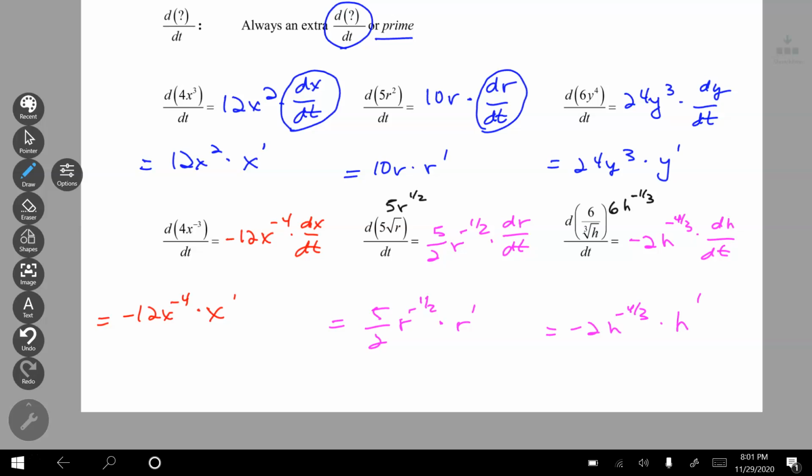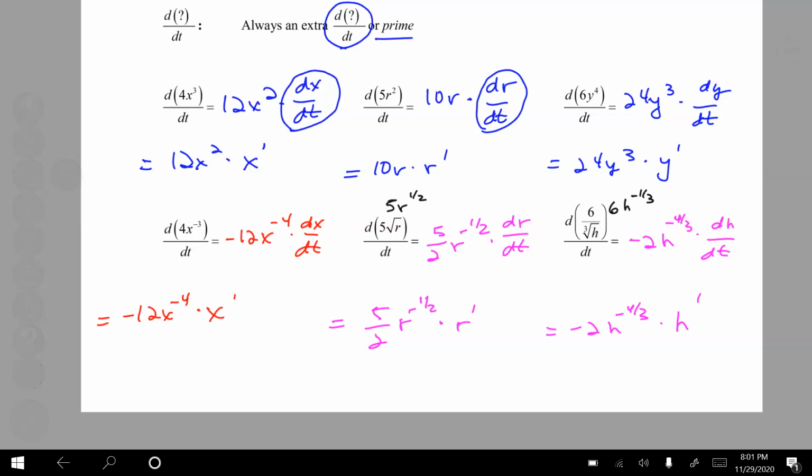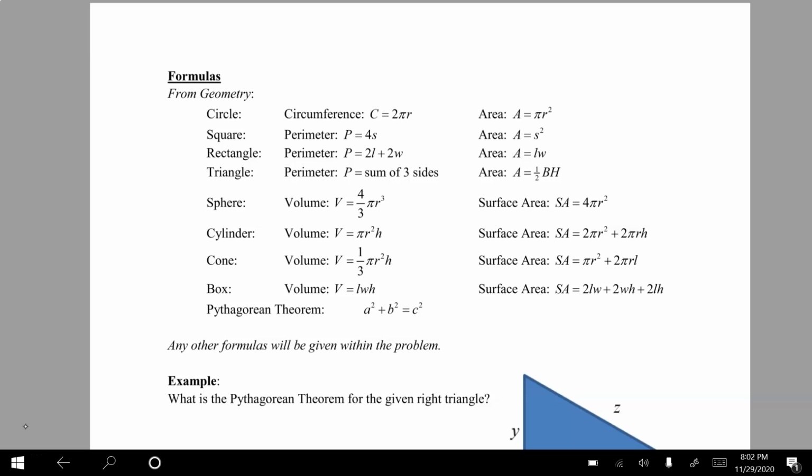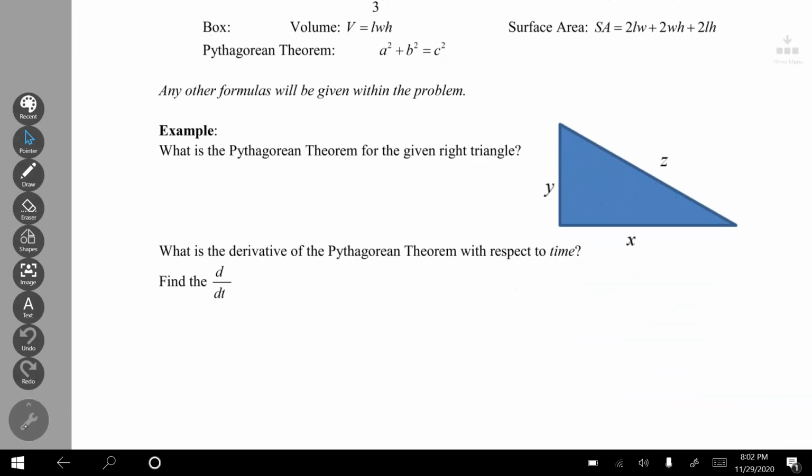So every variable, when we take its derivative, will have an extra prime added to it. We only did it for the y's before when we did implicit, but because now we're always taking the derivative with respect to time, every variable, whether it's an x, a y, an h, an r, is always having an extra x prime, y prime, dr/dt, whatever you want to call it. So we need to know our formulas from geometry class, whether it's circumference or perimeter or area or volume or this and that or the other. Most of these you should know already, but I'll probably give you most of them on any assessment that we have. So let's look at this problem.